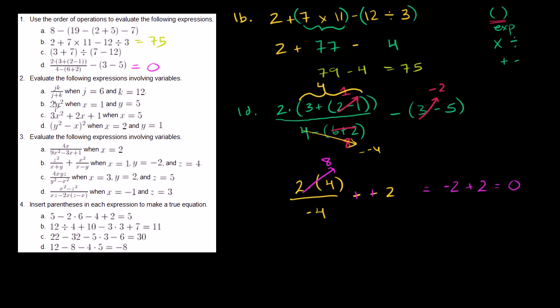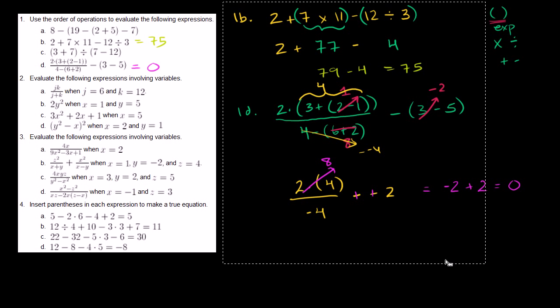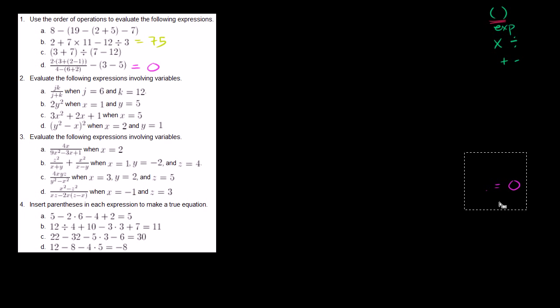Now let's do 2b. Let me clear some space here. I'll leave the order of operations stuff there. Let me clear that. And let me clear this. All right.